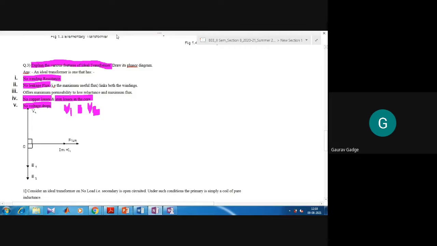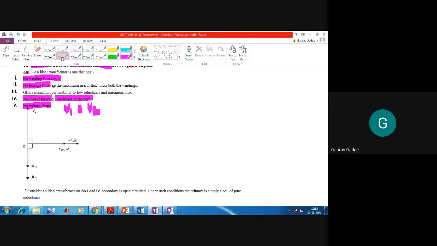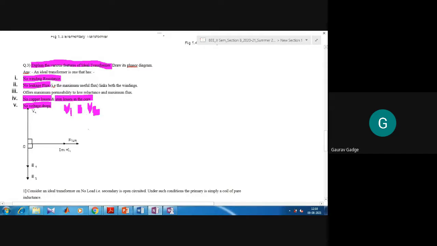That is V2. Okay. So this ideal condition I have told you a bit fast. Please remember that under ideal condition the voltage drops are equal to 0. Okay, and power loss is also equal to 0.